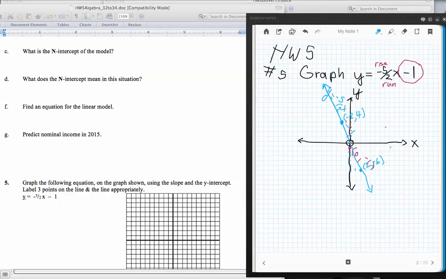Now this all looks pretty crappy. It's been a while since I've used my tablet, so I have to get used to drawing on this thing again because it's not as easy as it may seem because I'm not actually drawing on a piece of paper. So now we're going to move on to our next problem.